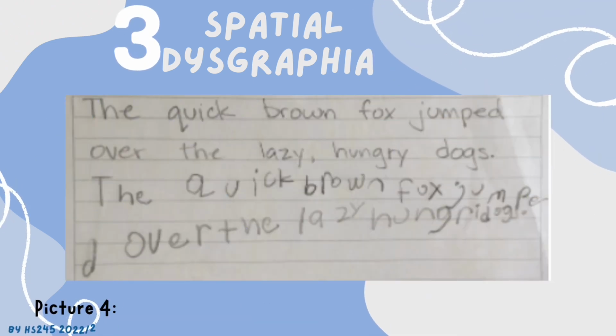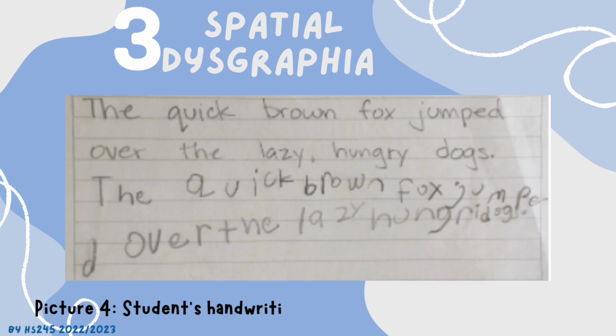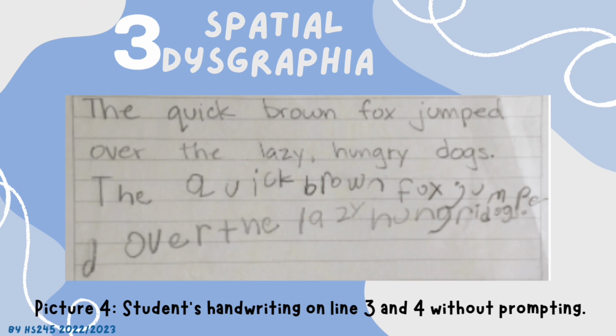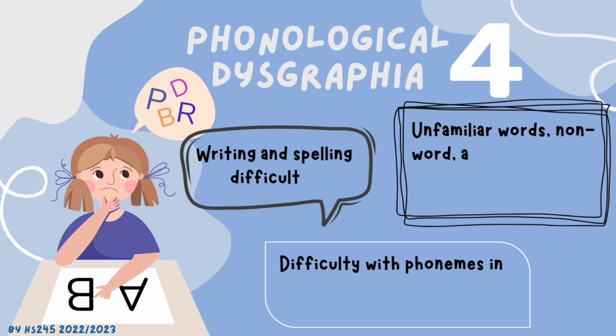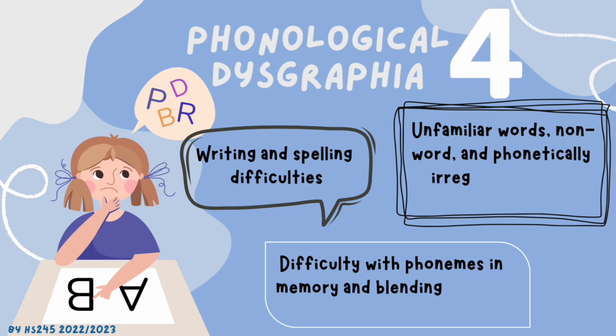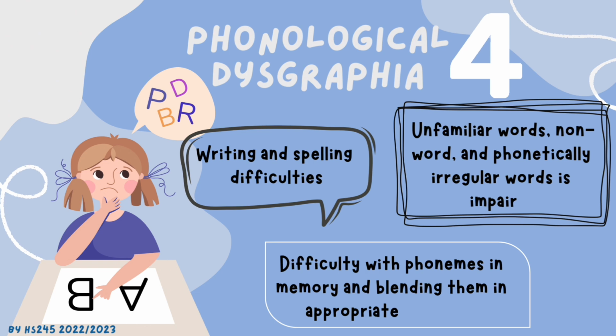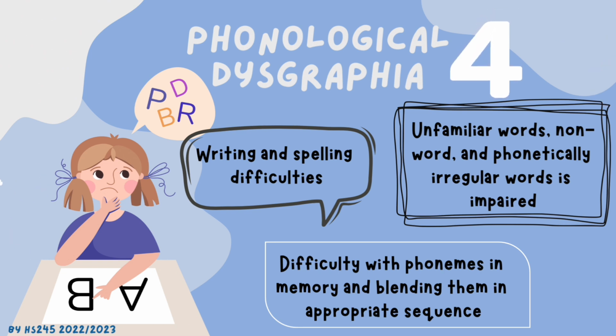Picture 4 shows the student's writing with spatial dysgraphia, with difficulty identifying where the line is and keeping the letters on the line. As we can see from the picture, the student is handwriting on line 3 and 4 without prompting. The fourth type is phonological dysgraphia, which presents with writing and spelling difficulties. The spelling of unfamiliar words, non-words, and phonetically irregular words is usually impaired. Besides, they have difficulty with phonemes in memory and blending them in appropriate sequences to produce the target word.